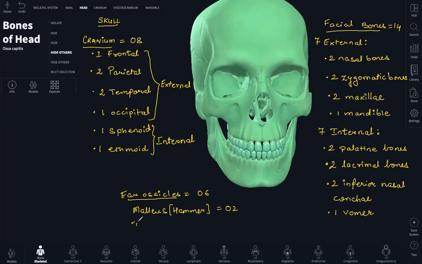Then you have the incus. What is the incus also called? The anvil. Again, one in each ear. And then there is the stapes, or the stirrup, which is also 2 bones. So overall, cranium 8 bones, facial bones 14, and ear ossicles 6. That makes up 28 bones of your skull. Is this clear to all of you?